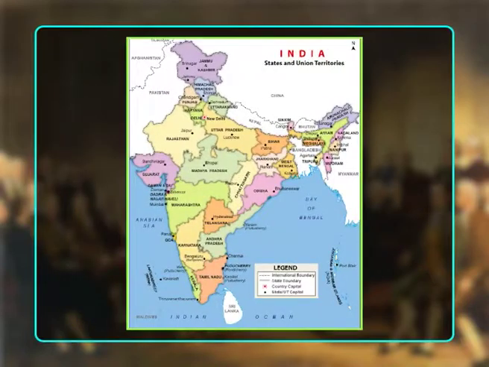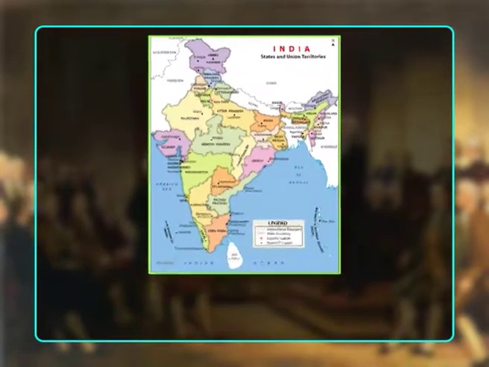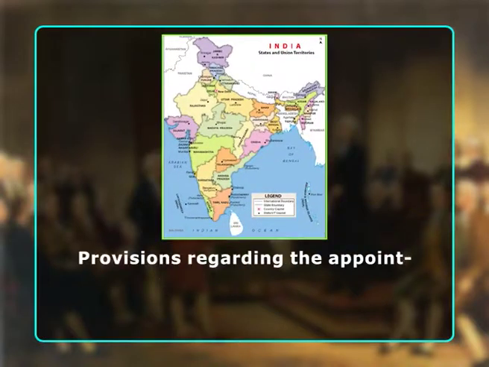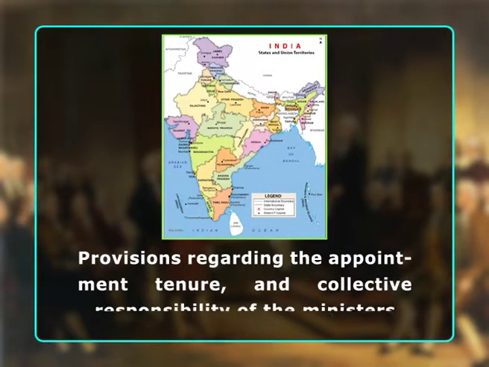When we look at the structure of the central executive of India, it closely resembles the British model, which functions on the basis of unwritten conventions. However, in India, some of these conventions have been reduced into writing in the Constitution. For example, provisions regarding the appointment, tenure and collective responsibility of the ministers. But some matters are left to convention, as for example, the concept of a minister's responsibility for the acts of his subordinates.